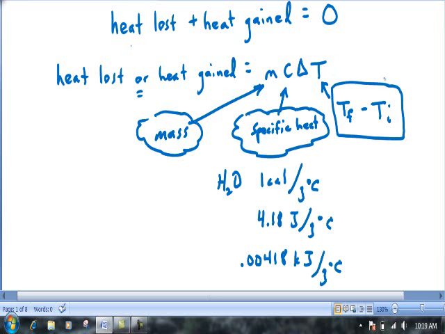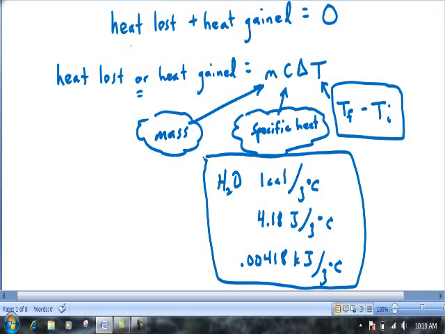The one material that we'll need to know the specific heat for is water. Here are several values of specific heat for water. In English units, it's 1 calorie per gram degree Celsius. The metric is 4.18 joules per gram degree Celsius, or in kilojoules, 0.00418 kilojoules per gram degree Celsius. What it represents is, for example, 4.18 joules per gram degree Celsius would mean for water it takes 4.18 joules of energy to make 1 gram of water change by 1 degree Celsius.